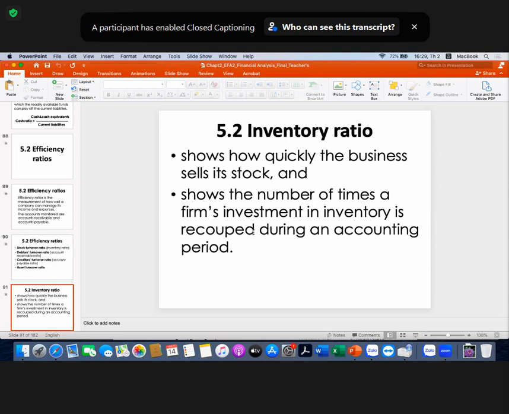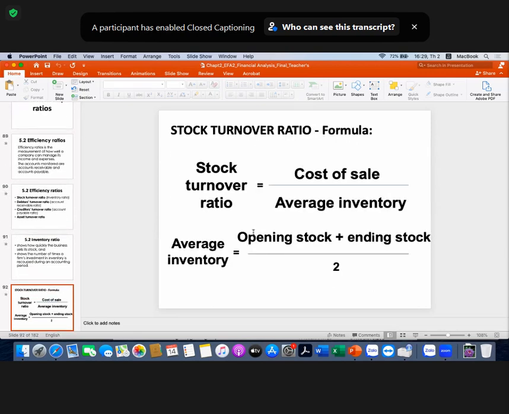The inventory ratio or stock turnover ratio shows how quickly the business sells its stock and shows the number of times a firm's investment in inventory is recouped during an accounting period. This is calculated by taking the cost of sales divided by average inventory. And average inventory is calculated by the sum of opening and ending stock divided by 2.